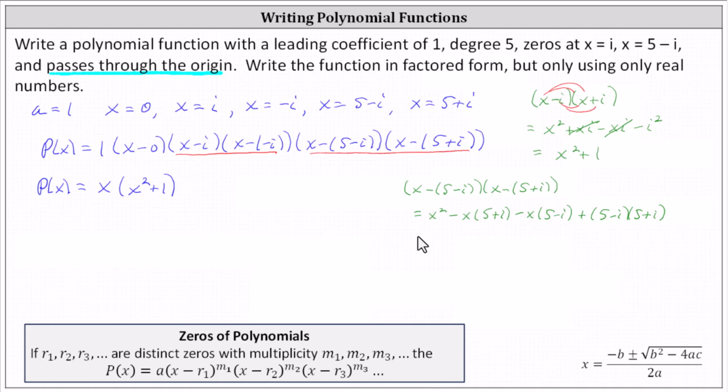Let's begin to simplify. We have x squared minus 5x minus xi, and then minus 5x plus xi, plus, for this last product, we have four products, 1, 2, 3, and 4. 5 times 5 is 25, giving us plus 25. And then we have plus 5i minus 5i, which is 0. And then finally we have minus i squared.